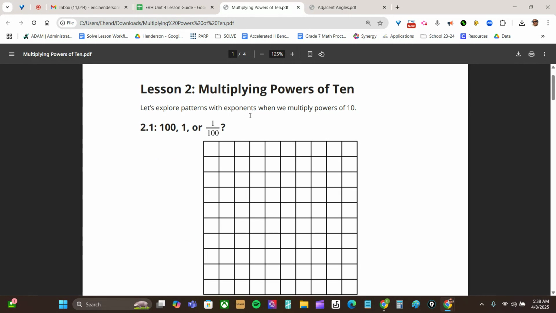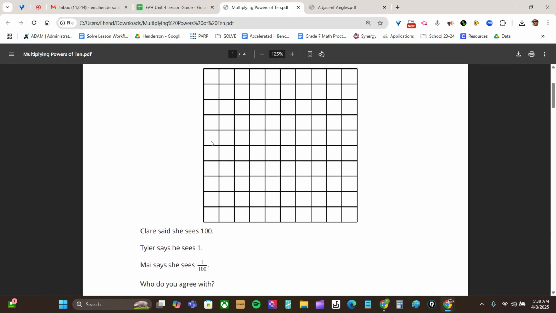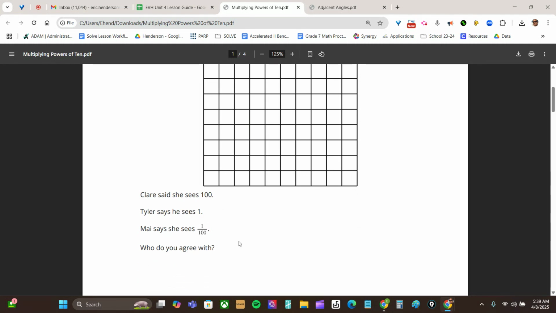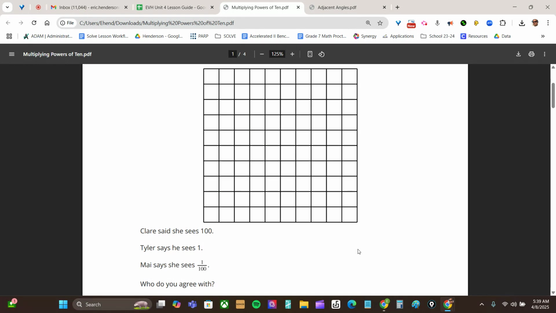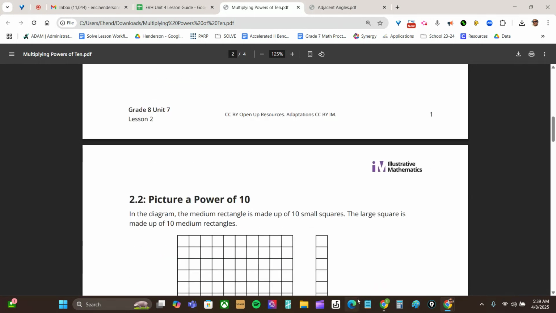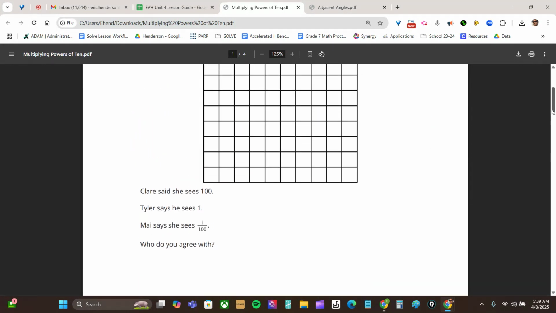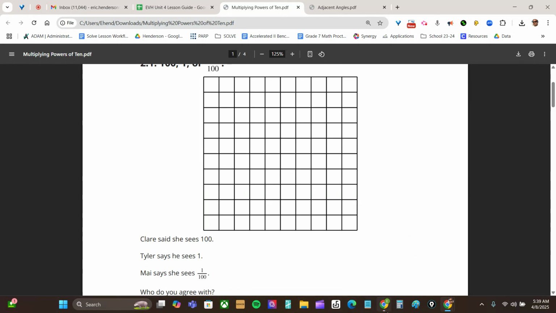Let's explore patterns with exponents when we multiply powers of 10. Claire says she sees 100. Tyler says he sees 1, and Maya says she sees 1/100th. Who do you agree with? All right. Take a look at that. Well, I guess it depends. Depends how you're looking at it.